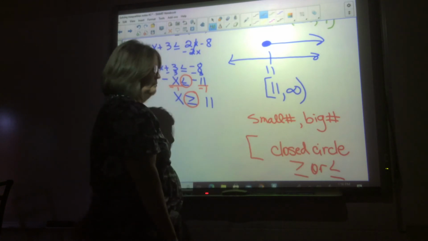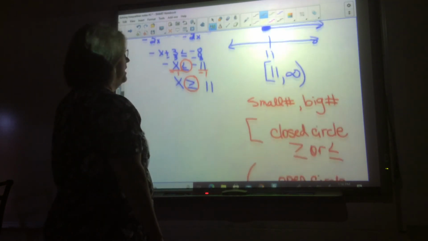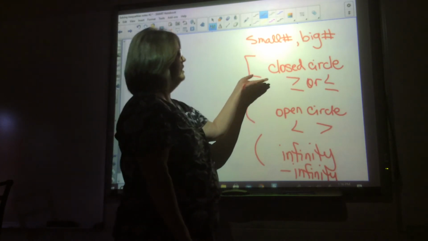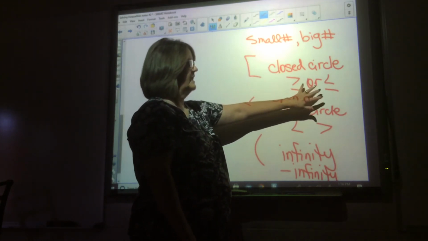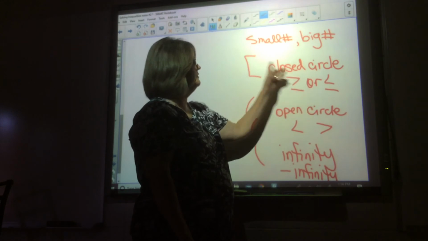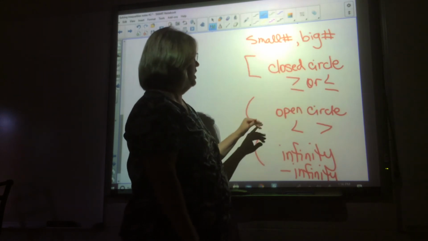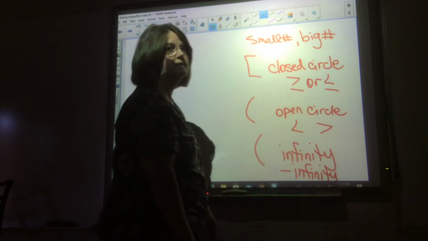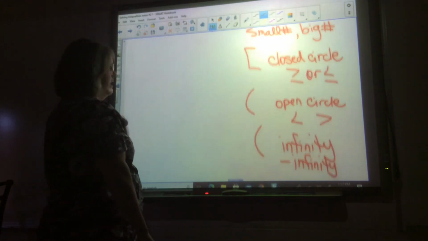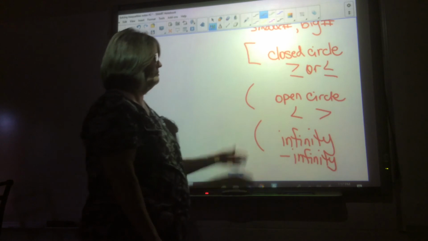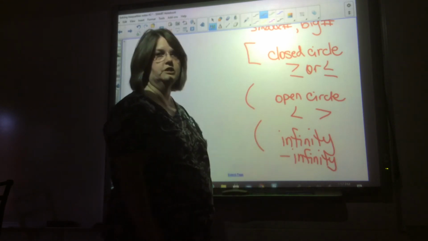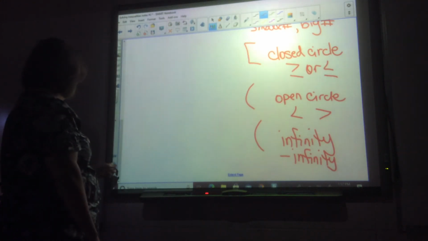Infinities always get parentheses. You always write interval notation as small number to big number. You have a closed circle with less than or equal to, greater than or equal to, and a bracket. You have an open circle and parentheses with less than or greater than. That's because it's not part of the solution. A bracket means it is part of the solution. Parentheses means it is not. And when you do infinity and negative infinity, you need parentheses.